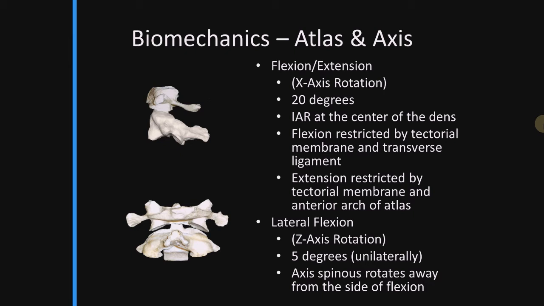When looking at the C1 and C2 vertebrae for lateral flexion malposition or motion, we're looking down the z-axis. The axis spinous rotates away from the side of flexion. So for memorization for our procedure, remember that when you have a closed C1, C2 joint, the C2 spinous will typically rotate to the side opposite of the closed C1, C2 joint.